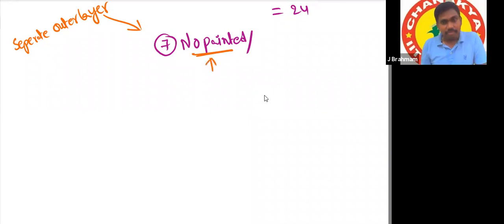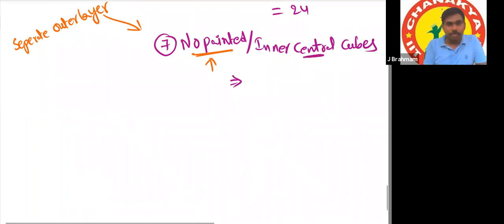Available. Where it is available means inside. That's why we can also call them inner central cubes. Inside, they are available in the center part. So here, how many inner central cubes are there?